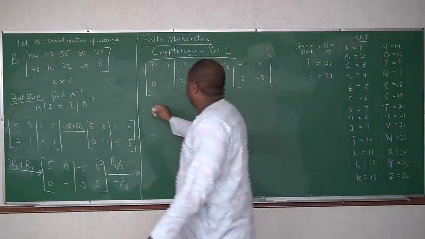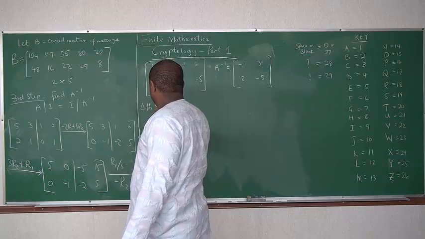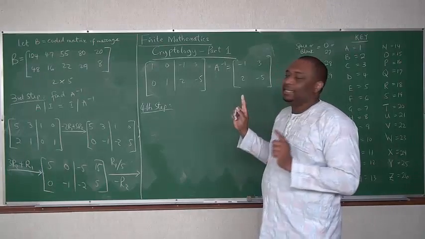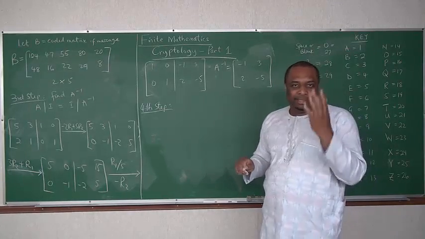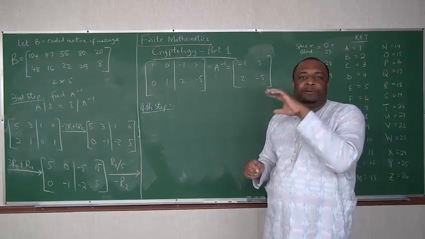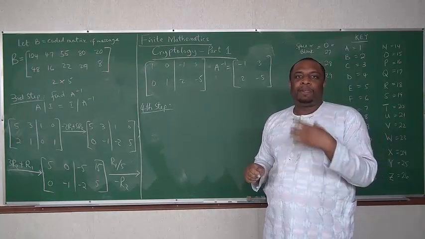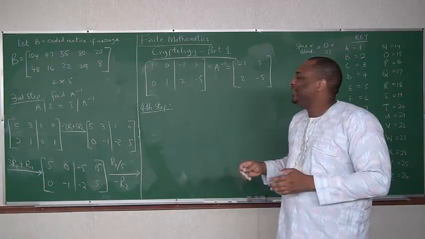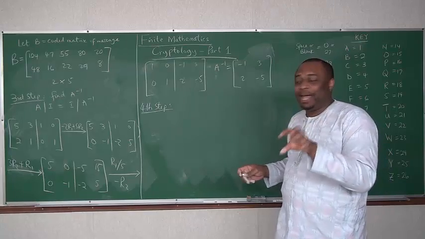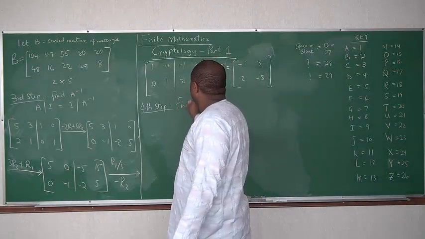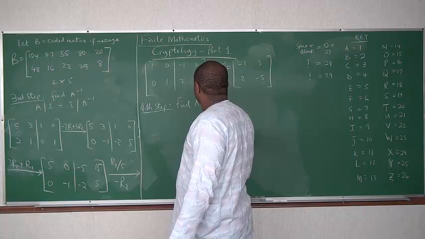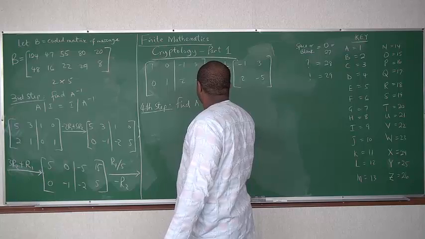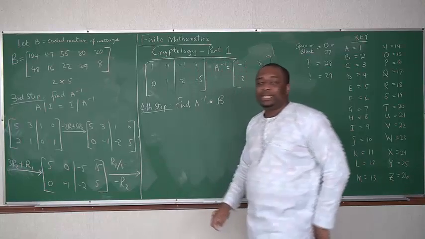Fourth step, you now have to find A inverse times B. You see, that's the joy of it now. You first of all have to find the inverse of the encoding matrix. And once you find the inverse, you see now, that is matrices. You have to know the inverse of the matrix. Then you now find A inverse times matrix B. That's what you find.